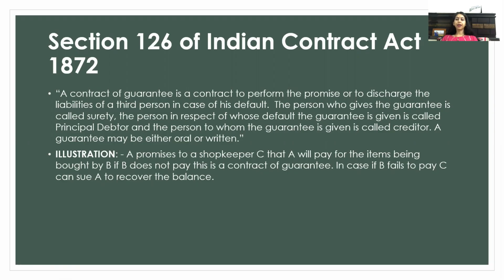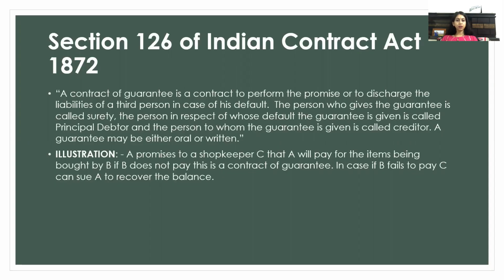A contract of guarantee is a contract to perform the promise or to discharge the liabilities of a third person in case of his default. The person who gives the guarantee is called the surety. The person in respect of whose default the guarantee is given is called the principal debtor, and the person to whom the guarantee is given is called the creditor. A guarantee may be either oral or written.